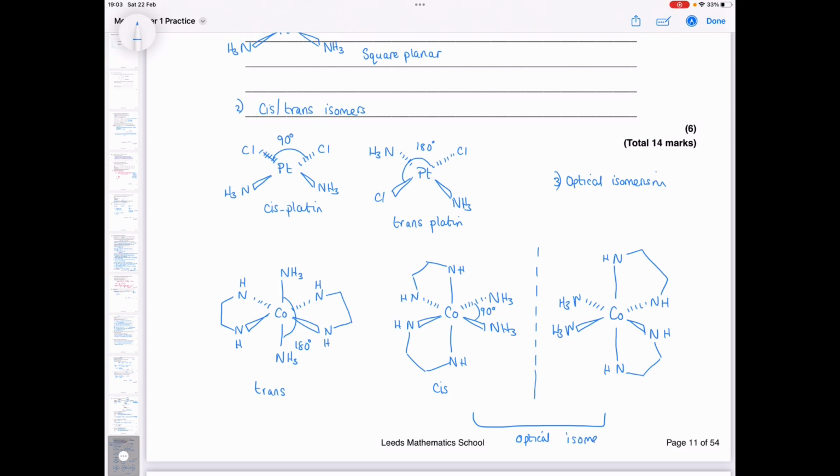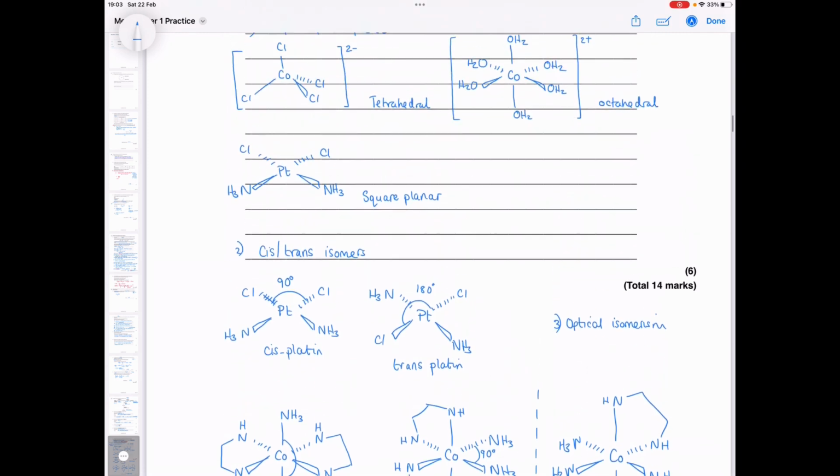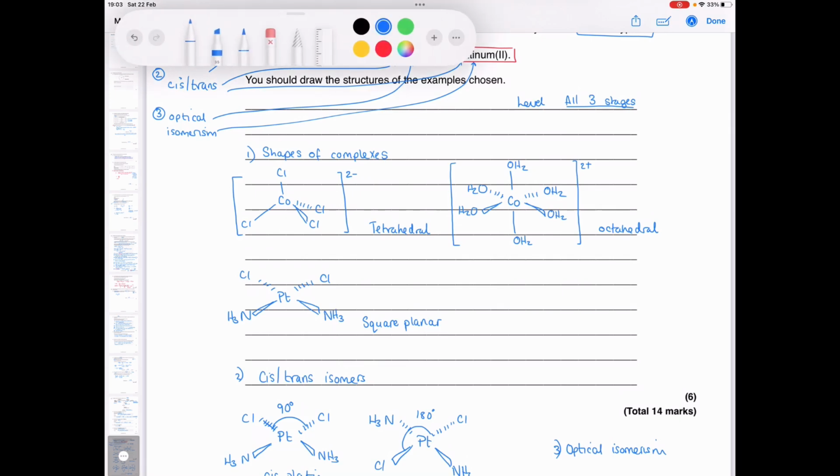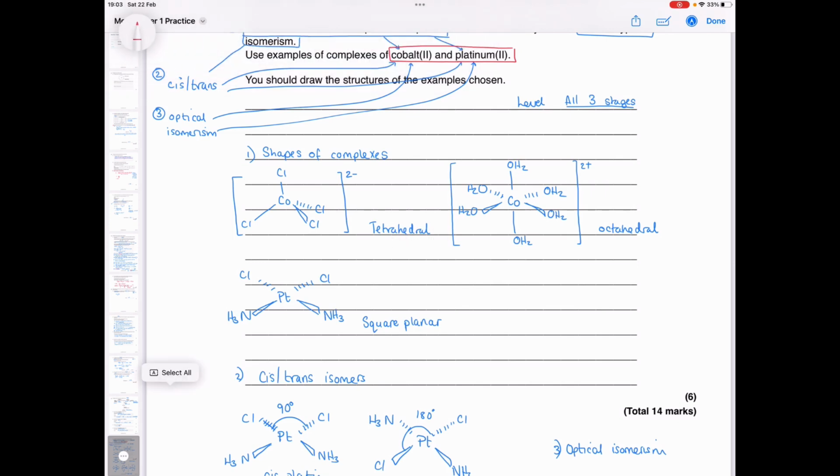These optical isomers with the ethane 1,2-diamine ligands. So if you just go back through this question then, this is a question I probably would have ended up going on to an extra page of continuation, because I've drawn my diagrams out to show these examples, and I think it's an easy question to run out of space on.